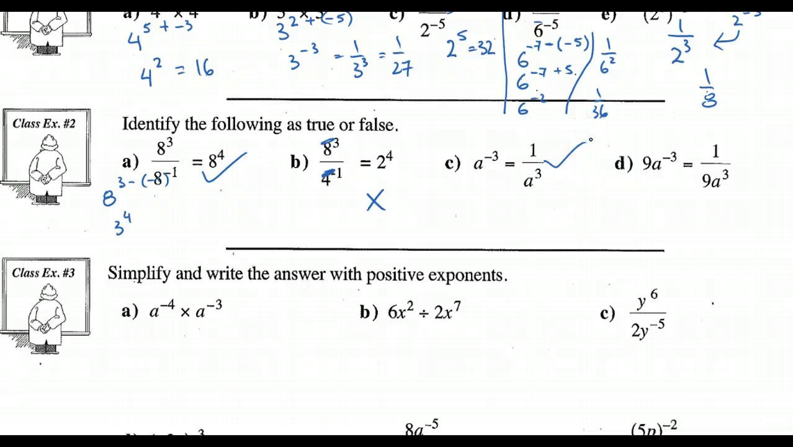Be careful here for this one. The exponent is not on the 9. If there was a bracket here, then by all means the 9 would get sent down below, but the negative 3 is only affecting the a, so it should be 9 over a to the 3. So this one is false.